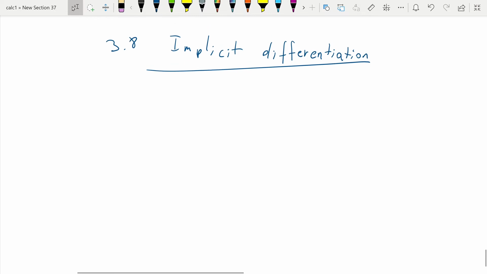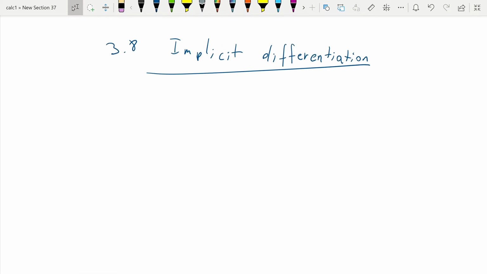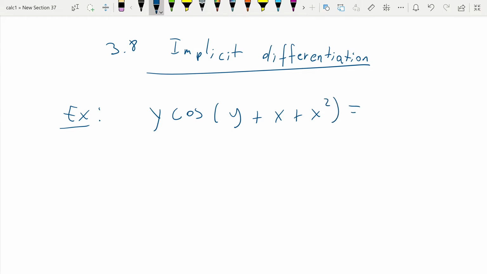Okay, so what do I mean by that? Just to be more explicit, let's start with an example. Let's consider the set of points (x, y) such that y times cosine of y plus x squared is equal to x cubed.